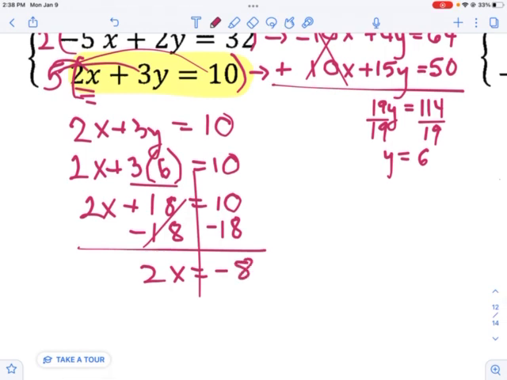All right, so with all that work, let's definitely check. Negative 4, 6. Let's hope. There it is. Again, where my two lines intersect.